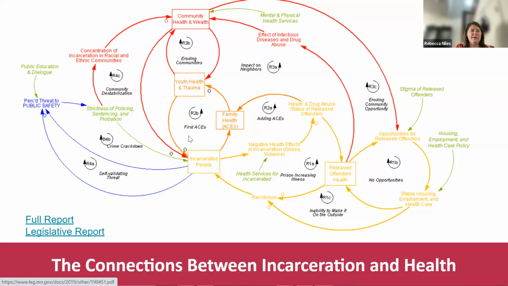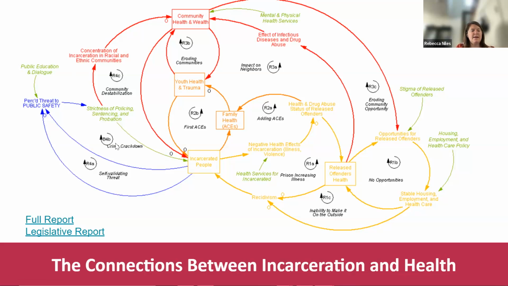But as we were thinking about it strategically, there was this discussion, and you can see here, we've put in the green things, which are different places where they felt one could intervene in the system. And in this conversation, they were saying, well, what we need to do is focus on public education and dialogue to reduce this perceived threat to public safety and reduce the strictest of policing and sentencing. And they really wanted to focus here.